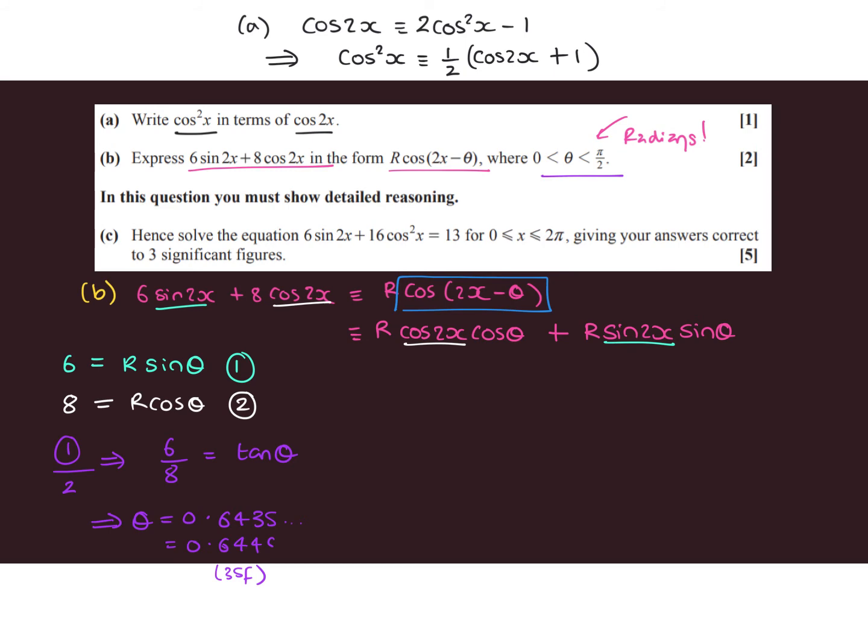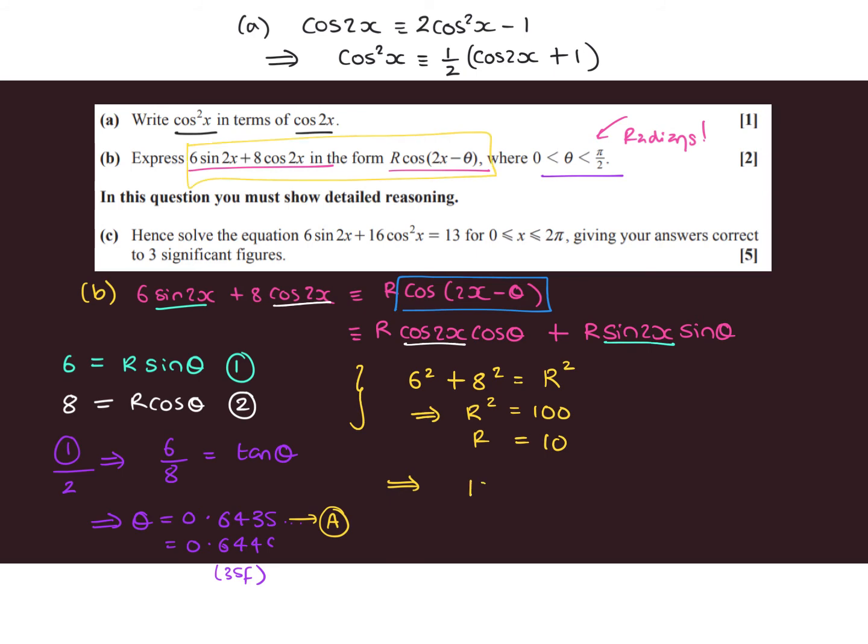So we then need to work out r, which we can do by substituting back into equation 1 or 2. If you're going to do that, use the full calculator accuracy, store it in a calculator memory and do that. Or simply, we know that 6 squared plus 8 squared will be r squared sine squared theta plus r squared cos squared theta, which is just r squared because sine squared plus cos squared is 1. So this gives you r squared equals 100, r is equal to 10, and this means we can rewrite our original function in the format 10 cos(2x minus 0.644) radians, where the angle theta has been rounded to 3 significant figures.